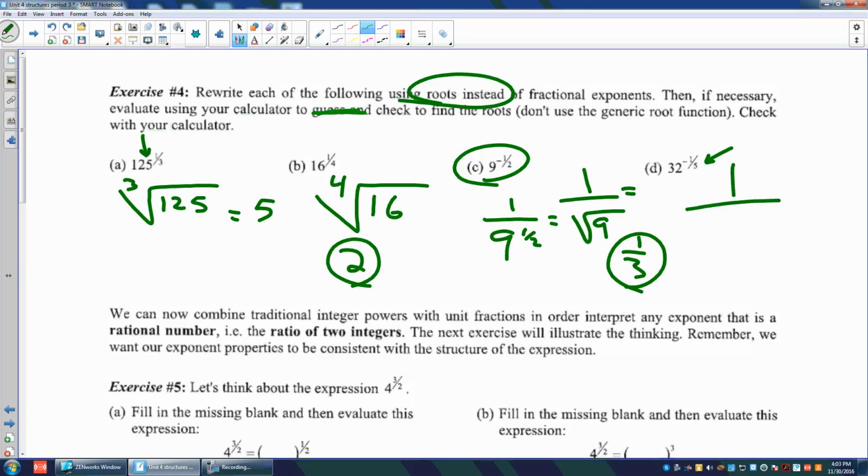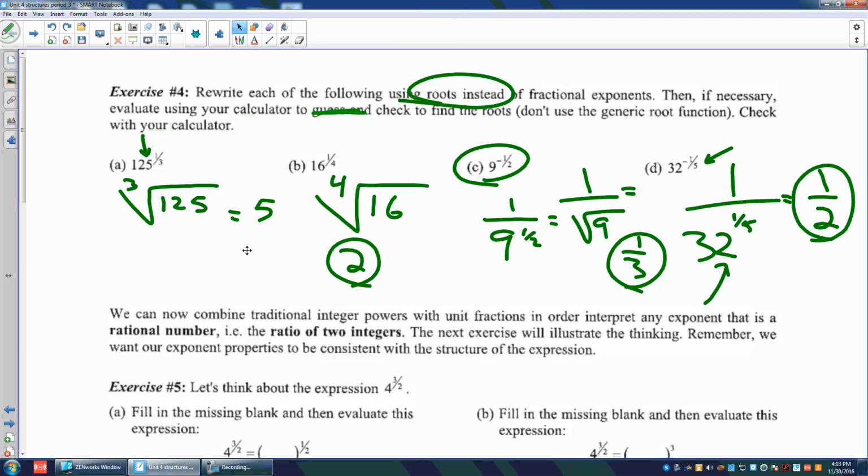1 over 32 to the positive 1/5 now. Now let me see, I remembered that 2 to the 4th is 16, and 16 times 2 is 32. Oh, sorry, had to write this one as that. Okay. Very straightforward.